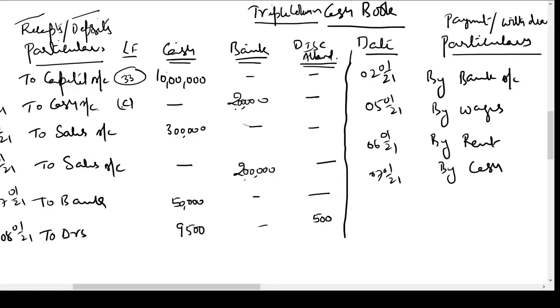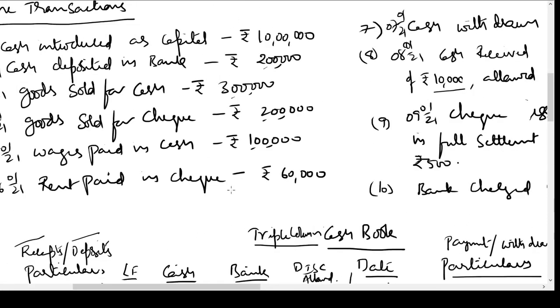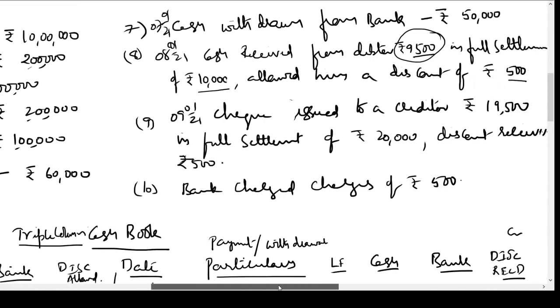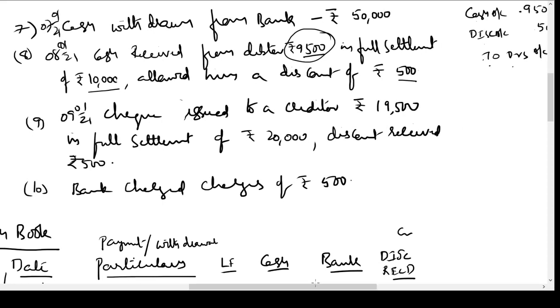In the debtors ledger account we will write by cash 9500 and by discount 500 rupees. With that the debtors account will get settled. Next transaction, 9th January 21, check issued to a creditor.